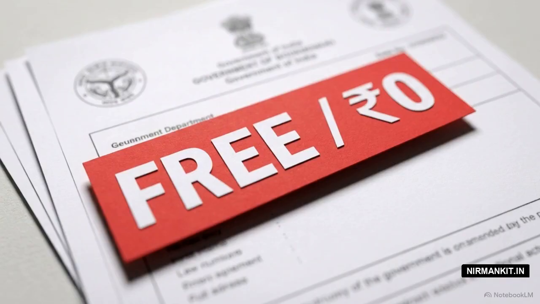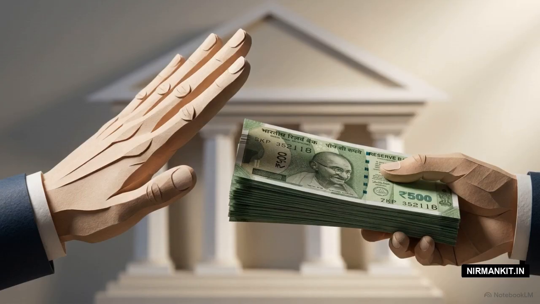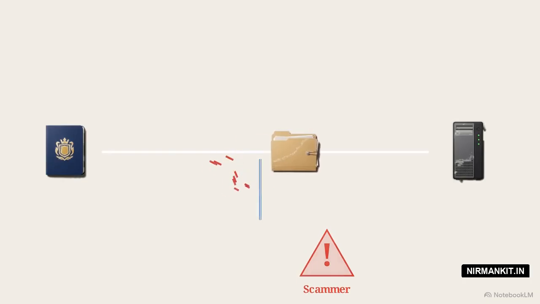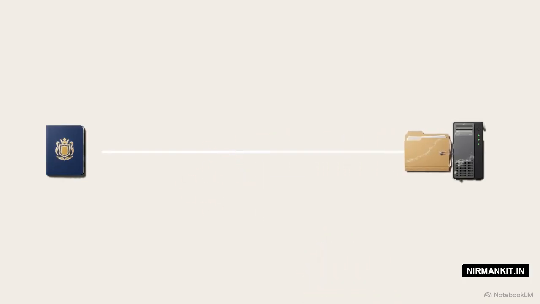During this stage, you may encounter private agents demanding an expedition fee to speed up your approval. Do not pay them. The system simply does not allow for paid acceleration. Rely only on official block officials or authorized common service centers. By submitting your paperwork directly through the correct channels, you bypass scammers and guarantee your application enters the secure government queue.